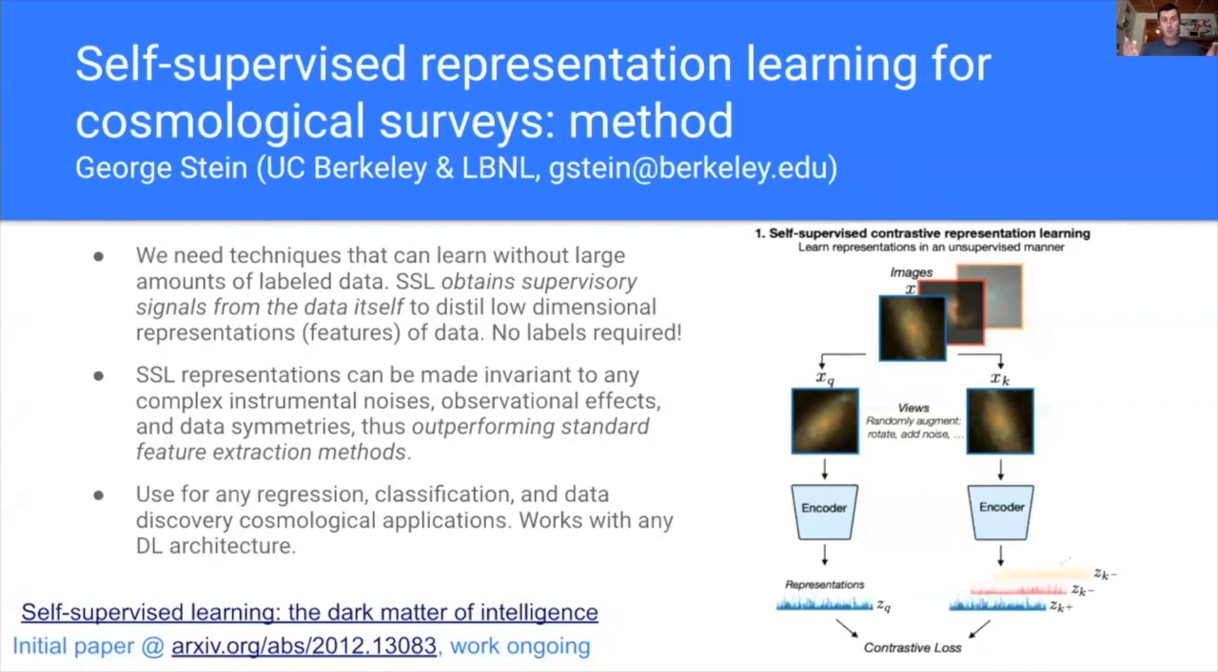So first off, in the future, when we don't have many labels or when we have these excessively large data sets, you're going to need techniques that can learn without labeled data. Self-supervised learning is one of these, where you're trying to obtain supervisory signals from the data itself. You're trying to create some mapping from your data to some low dimensional representation that ideally contains all the information of your data, minus all the noise and instrumental effects.